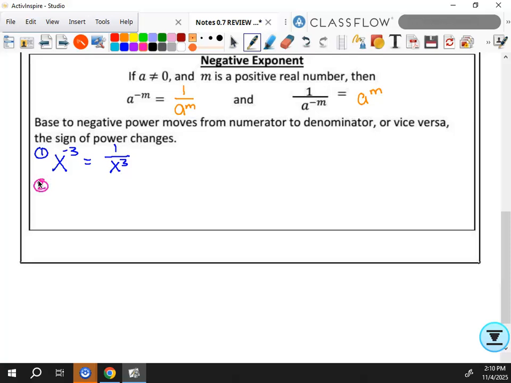Okay, what about 1 over x to the negative 4th? Okay, that 4 is going to stay on the x, but the whole term is in the denominator, so it comes out of the denominator, goes to the numerator, and I get x to the 4th. Okay.